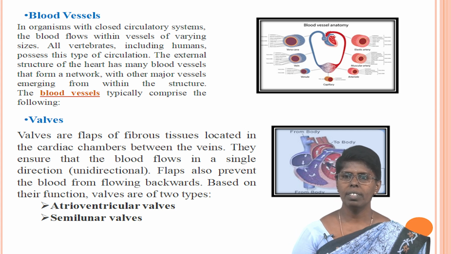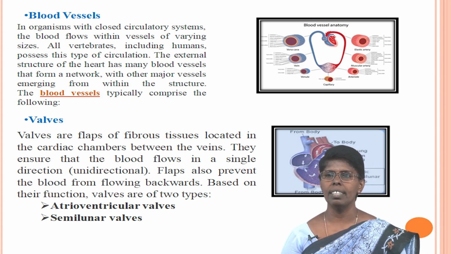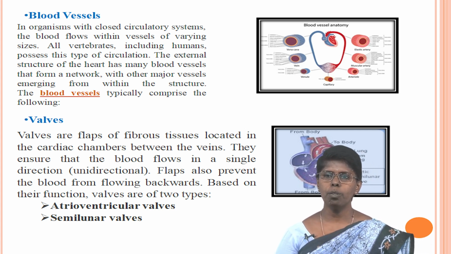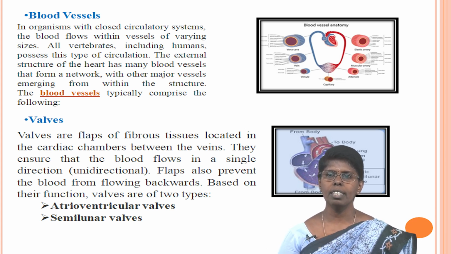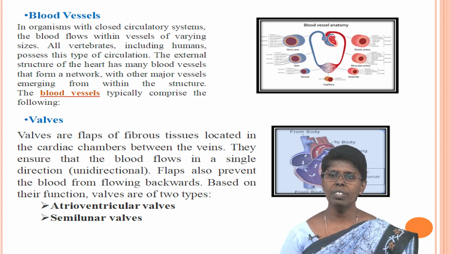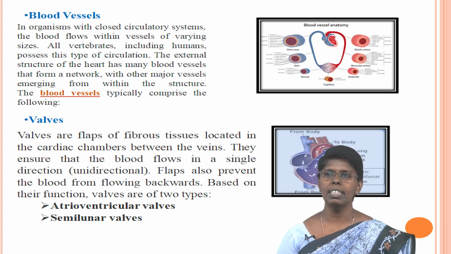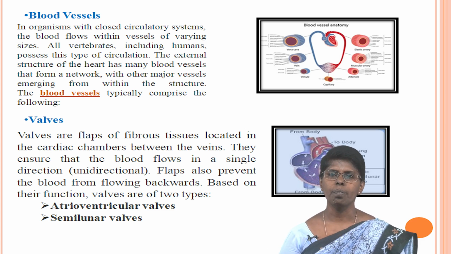Atrioventricular valves, which are between the ventricles and atria. The valve between the right ventricle and the right atrium is the tricuspid valve, and the one found between the left ventricle and the left atrium is known as the mitral valve.